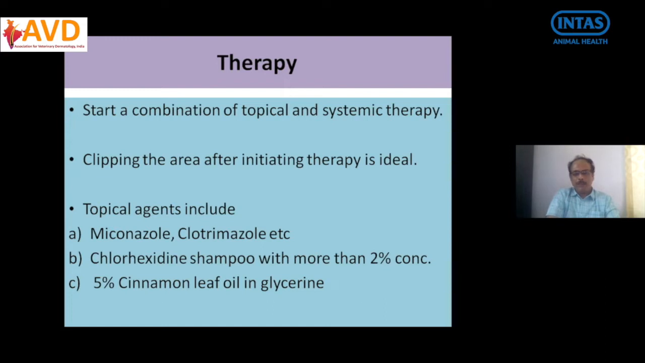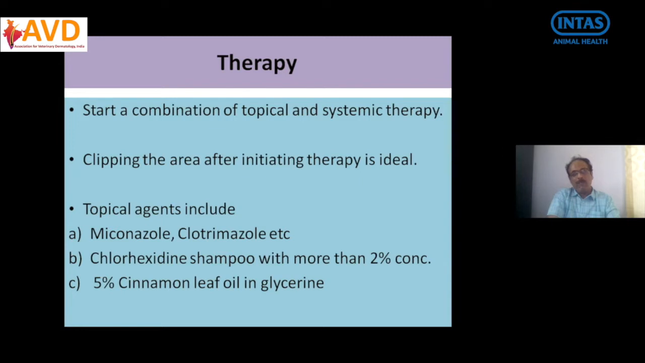Topical agents include miconazole, clotrimazole, a lot of agents are there. Then chlorhexidine shampoo, which is an antiseptic compound, is also effective for dermatophytosis at more than 2% concentration. So a combination of miconazole and chlorhexidine is ideal. Then in my work, I have tried an indigenous preparation of cinnamon leaf oil.